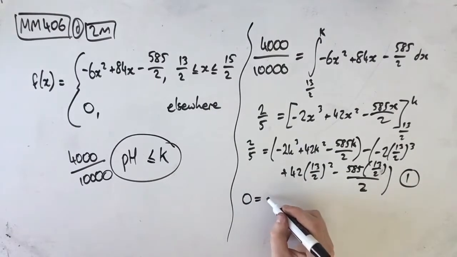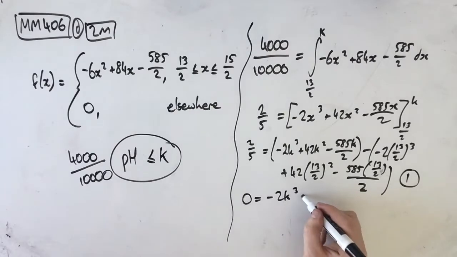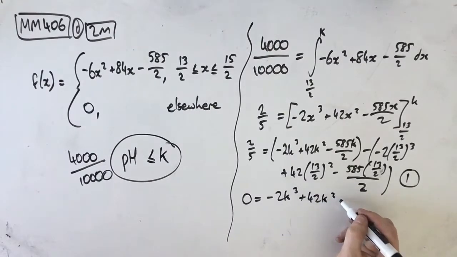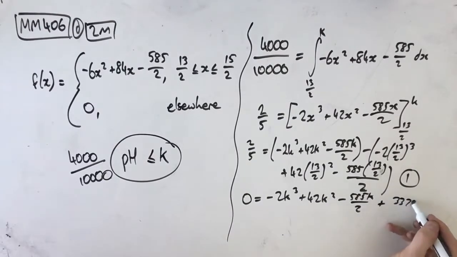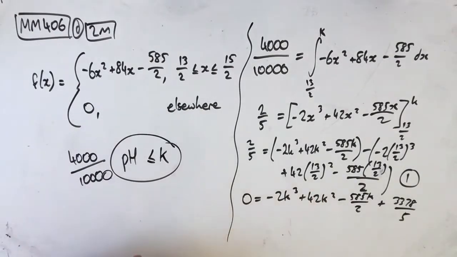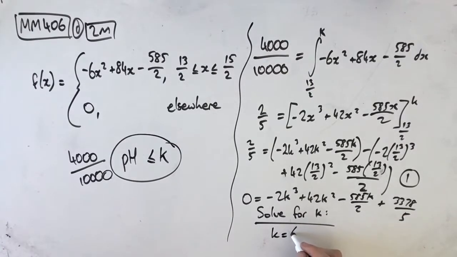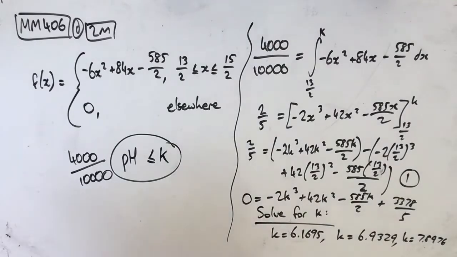What this simplifies down to is 0 equals negative 2k cubed plus 42k squared, take 585k on 2 plus 3378 on 5. Now, I could go through all of this working, but I don't want to because you're going to get bored, and I don't want you to get bored watching these videos. So we can solve for k in our CAS now. And we end up with k equals 6.1695, k equals 6.9329, and k equals 7.8976.